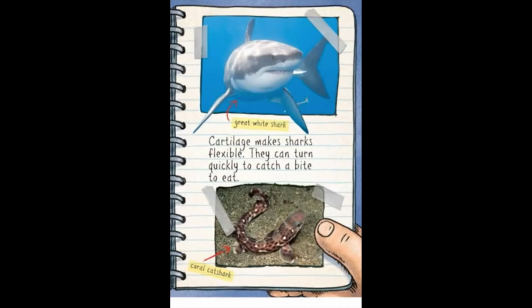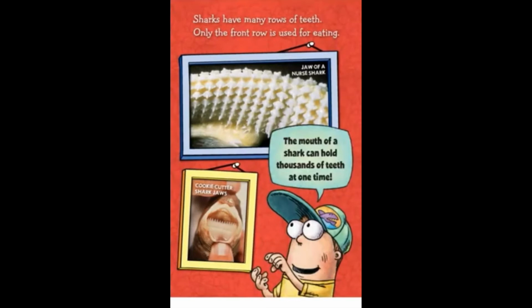Ooh, great white shark. Cartilage makes sharks flexible. They can turn quickly to catch a bite to eat. Coral cat shark. That one looks a lot smaller than the great white.